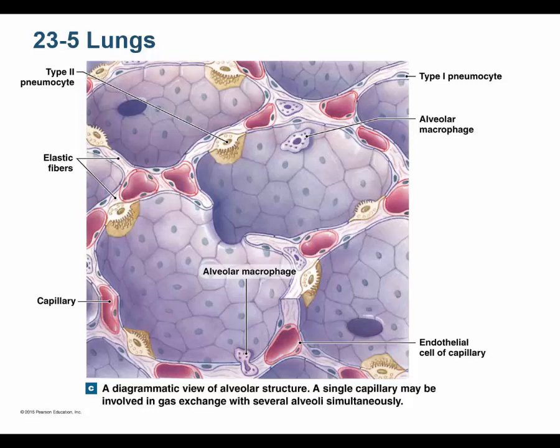All right, here we go. Let's start talking about the alveoli. Three major cells in the alveoli. There's type 1 pneumocytes. These are just squamous epithelial cells. They are the cells that line the alveoli.